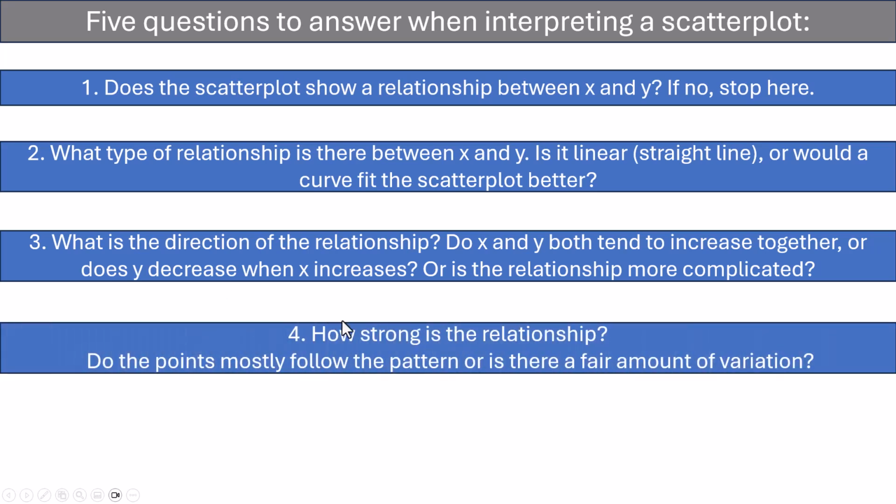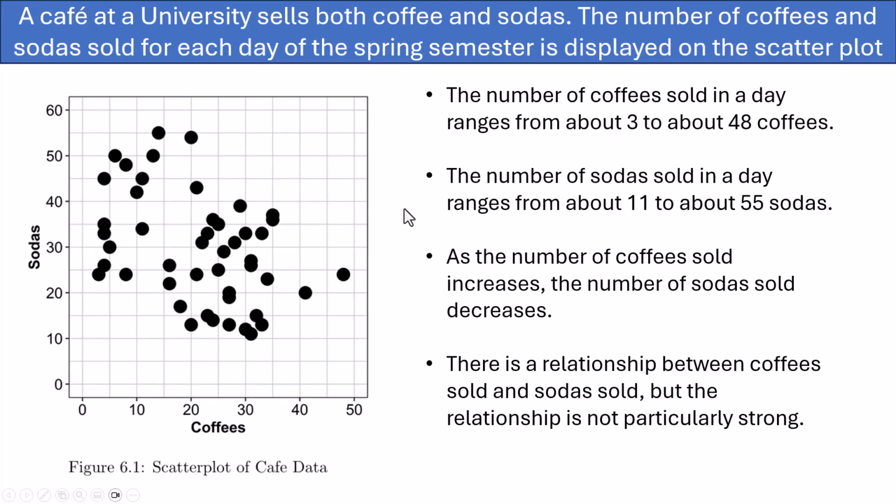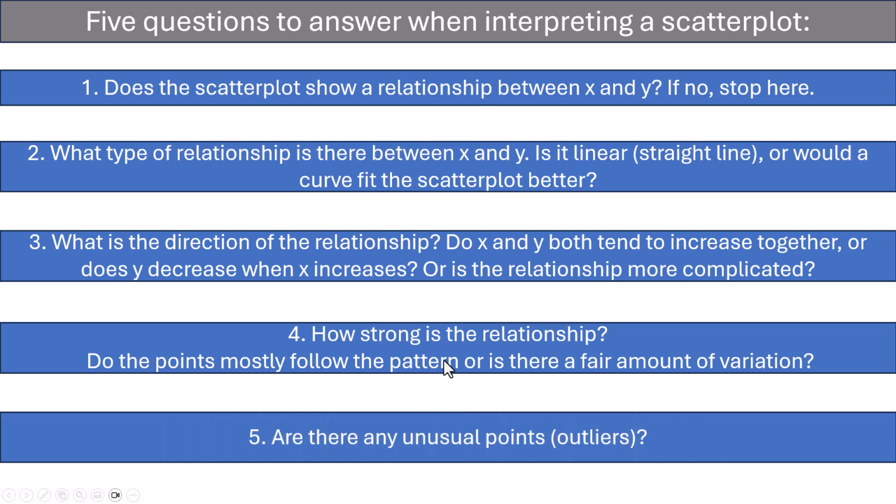Number 4, how strong is the relationship? Do most of the points follow that pattern, or is there quite a bit of variability, right? So if all the points are very strict and narrow, really fitting maybe a straight line, then you would say it's a very strong relationship. And if it's a little bit more scattered, kind of like this one, we would say maybe it's not quite as strong of a relationship. And finally, we would want to identify any unusual points, any outliers if there were any. There are a number of different types of outliers when it comes to scatter plots, and we'll talk about those in a future slide.